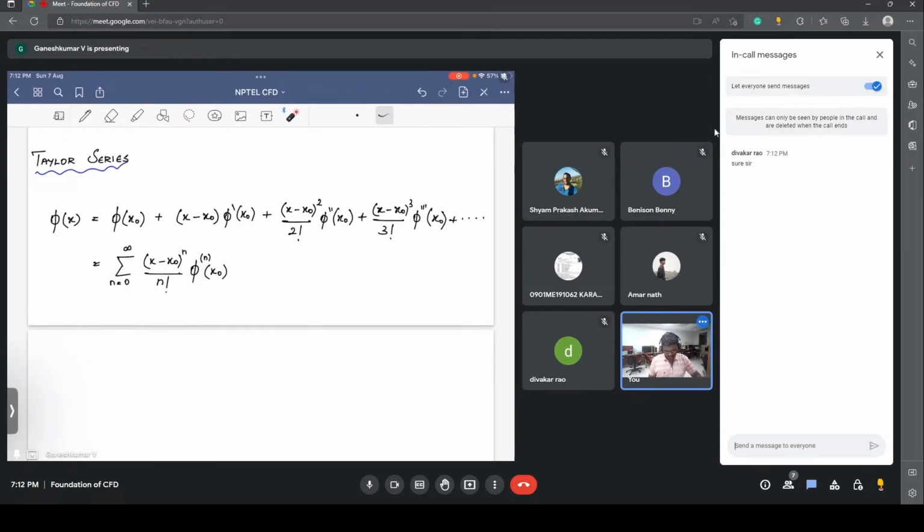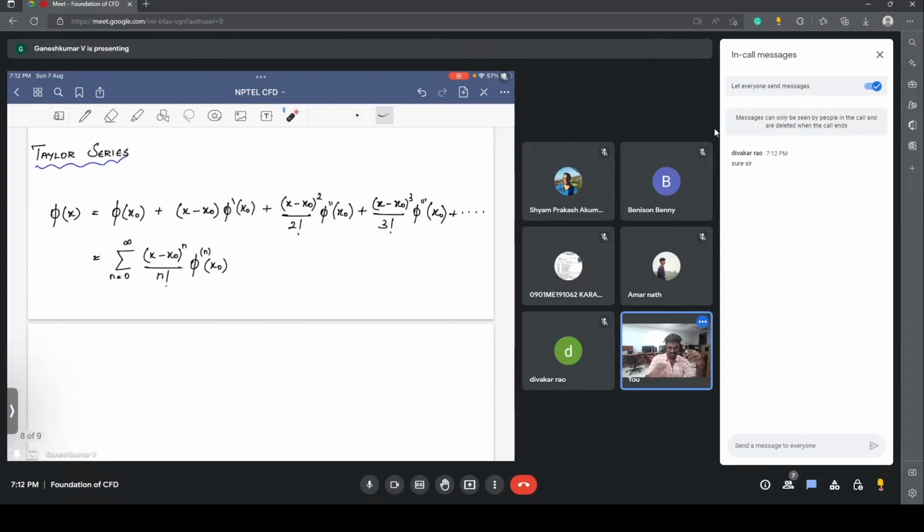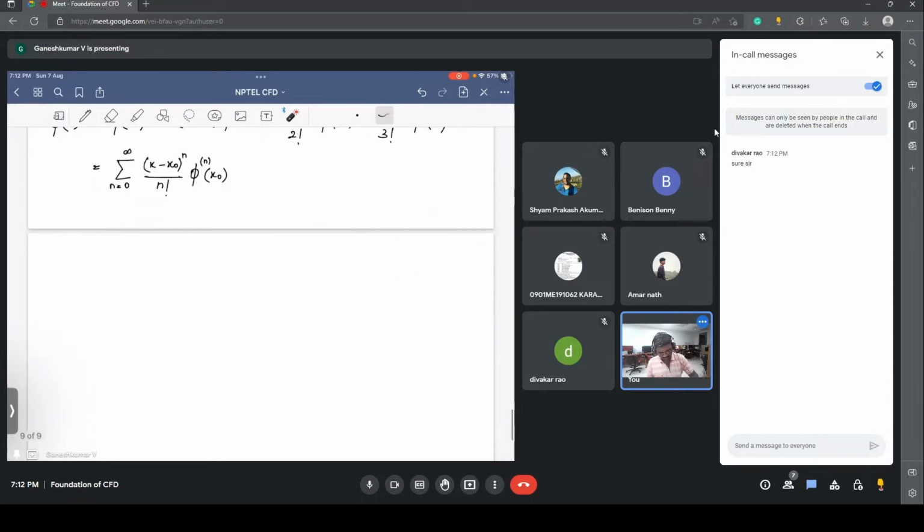All right. So basically, to construct any scheme, you need a Taylor series expansion. You all know what a Taylor series is. If I want to explain it simply, you want to find a function at some x by knowing the value of the function at x naught, the distance between x and x naught, and its derivatives at x naught.